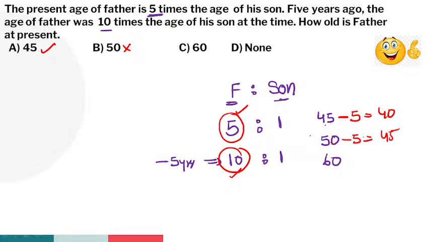And coming to the next one, 60. 60 is a multiple of 5. Yes, 5 twelves are 60. 5 years ago, 60 minus 5, 55. 55 is a multiple of 10? No, that's why wrong. First option is the right answer, guys.